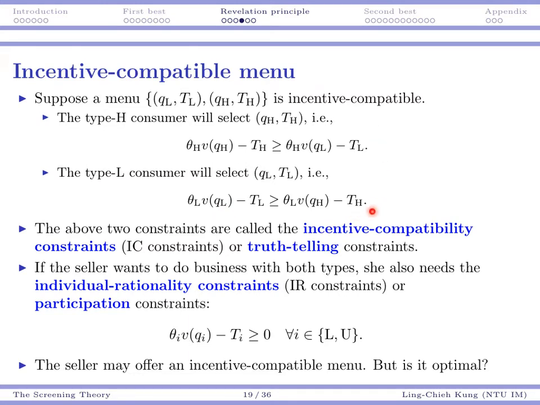These two constraints are called incentive compatible constraints or truth-telling constraints. If your four numbers satisfy these two constraints, your offer will be incentive compatible, and in equilibrium, these consumers are going to tell the truth. Okay, tell the truth. Another set of constraints are individual rationality constraints or participation constraints.